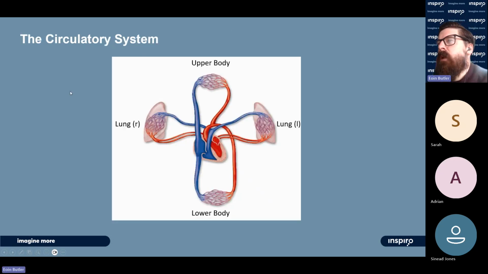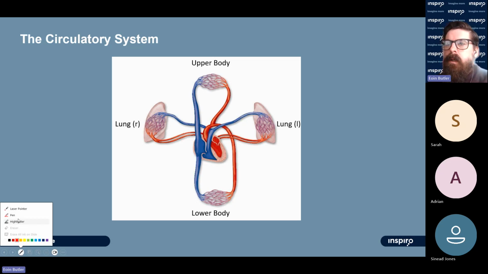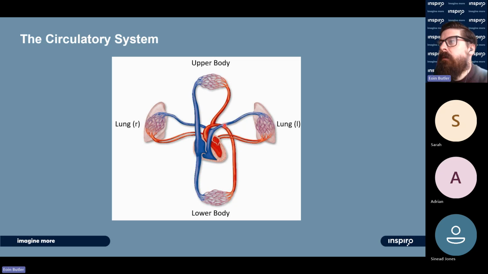And the circulatory system looks a little bit like this. So what we've got is the heart in the middle. Our blue tubes represent deoxygenated blood and the red represents oxygenated blood. So if we start on the right side, we've got our superior vena cava and inferior vena cava taking deoxygenated blood into the right atrium. The right ventricle will contract, taking blood out of the pulmonary artery to the left and right lungs.